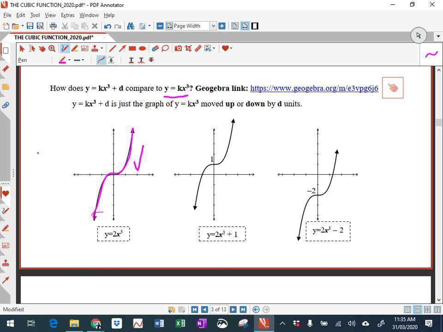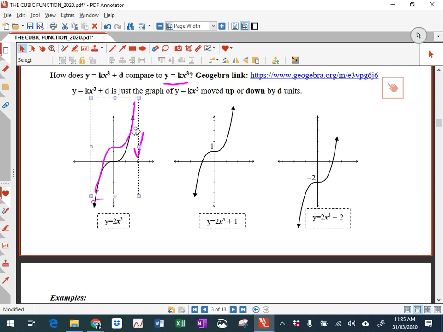Okay, can I grab that with the cursor? It doesn't look like I can. Now, here we go. I'll try. Can I grab that? Oh, yeah, I can. So it just moves up by 1 unit, approximately, anyway. You can see that there. So this graph here has just been moved up by 1 unit.